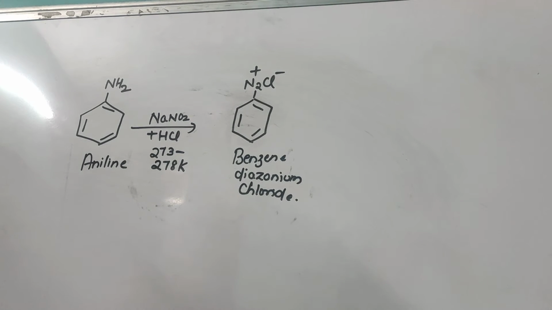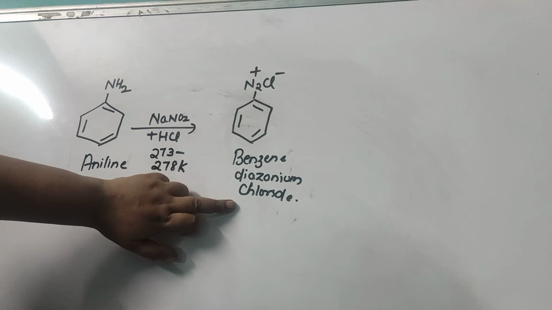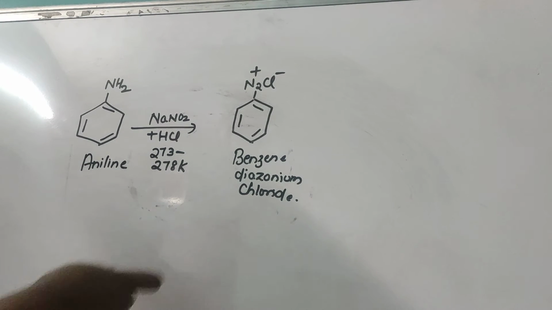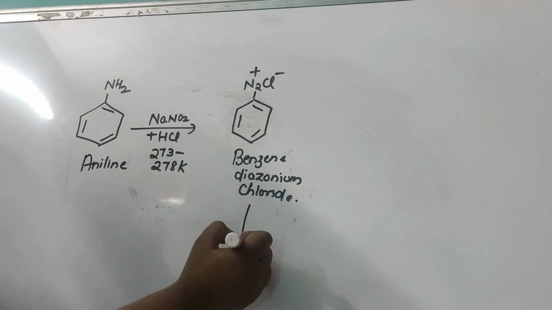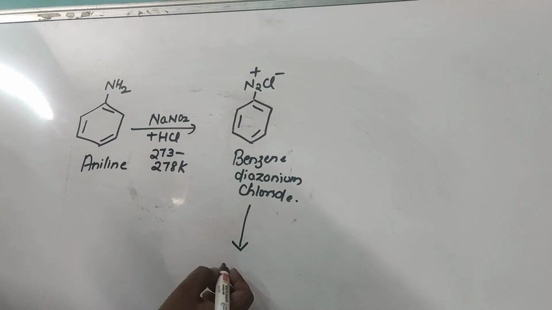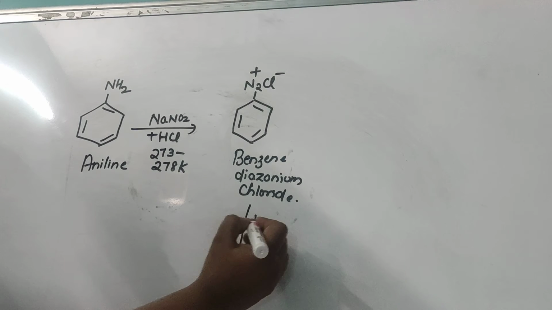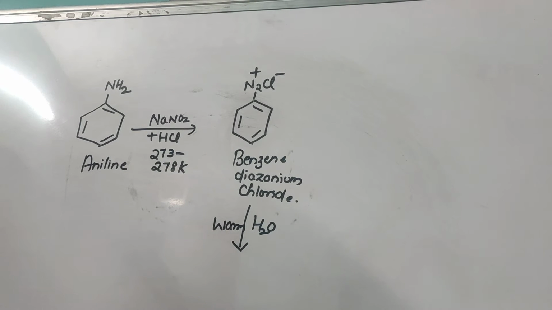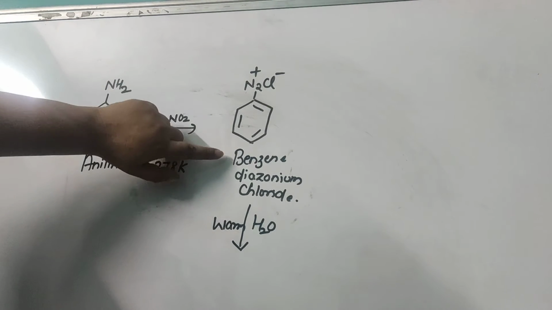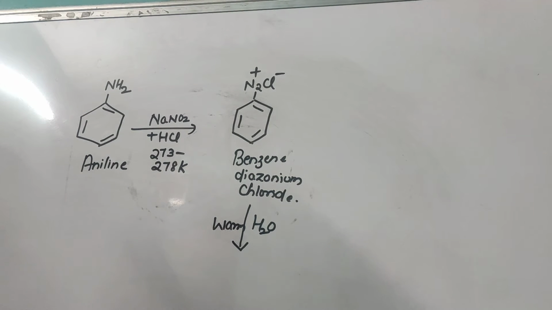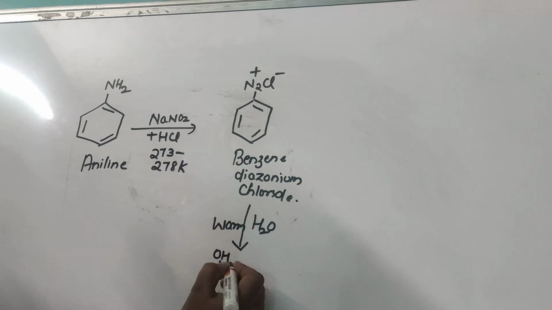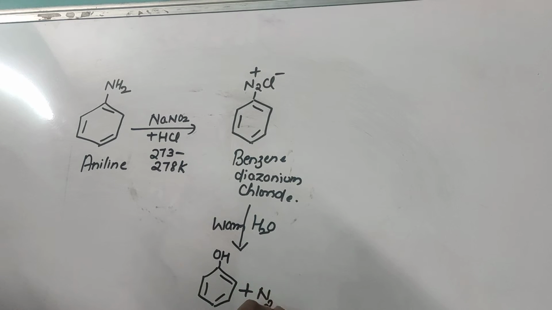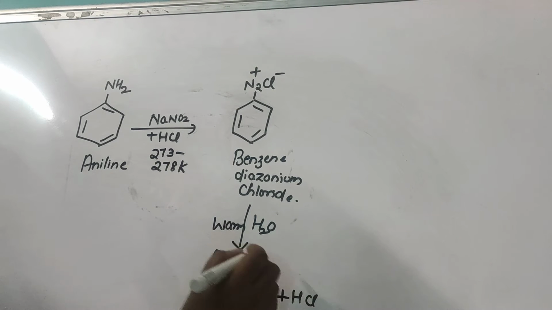Then what they are doing is this diazonium salt is hydrolyzed. I am writing the reaction down, you should write it straight. They are hydrolyzing it. Hydrolyzing means water, right? Warm, so again you are heating it. When you hydrolyze this diazonium salt, what is formed? You will get phenol, your expected product, along with N2 and HCl.